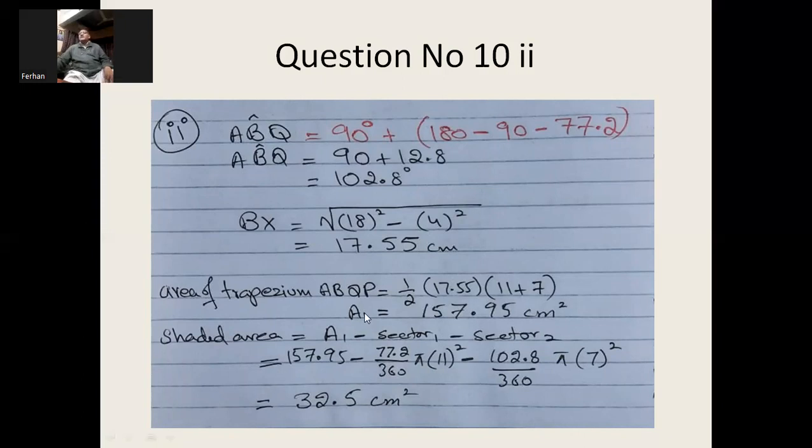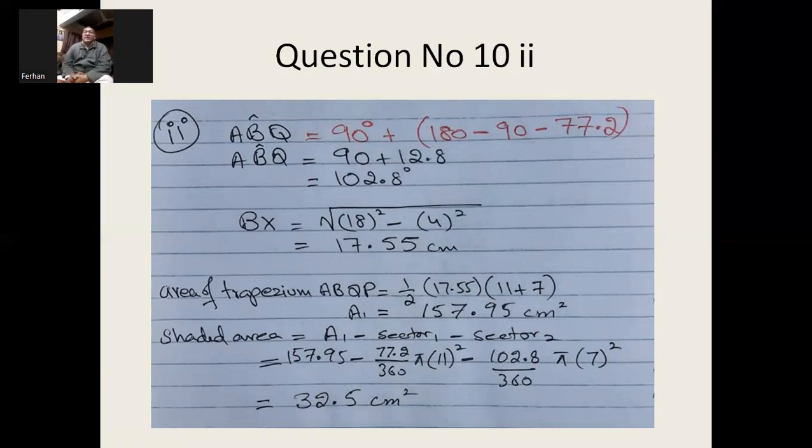So area of the trapezium ABQP will be equal to 1/2 into the height of the trapezium. Height of the trapezium will be 17.55. And into the sum of the parallel sides, and one parallel side is 11, the other parallel side is 7. So when you enter these values in your calculator, you get the area of the trapezium, 157.95 centimeter square.